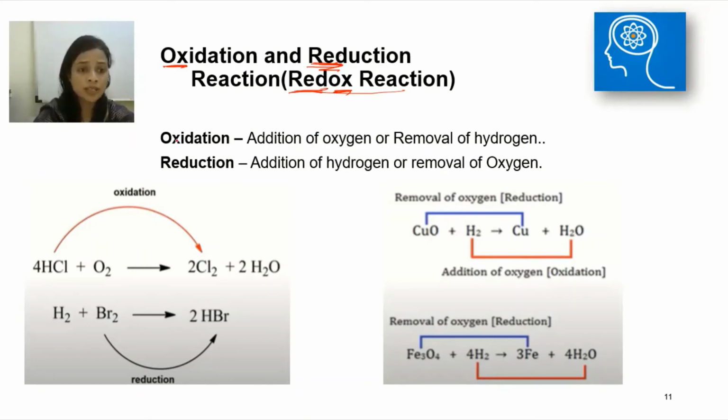Now, what is oxidation reaction? What is reduction reaction? We can define oxidation as well as reduction reaction in the form of oxygen as well as in the form of hydrogen. What is oxidation reaction? Oxidation reaction is nothing but the addition of oxygen or removal of hydrogen. Removal means minus hydrogen.